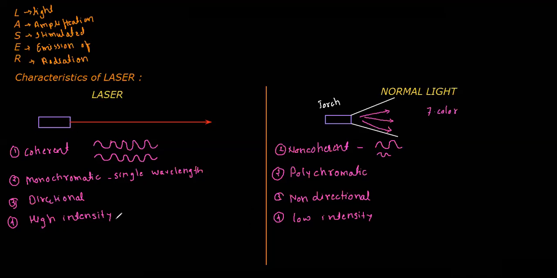So that's why this is usually used in eye surgery or in so many industrial applications, rather than the normal light. Okay, so as we can see, the normal light is low intensity because it's spread. This is not focused. The light is not focused in a particular direction, it diverges. So that's why this is low intensity. So this is the characteristic of laser, which is for a little bit of your knowledge.